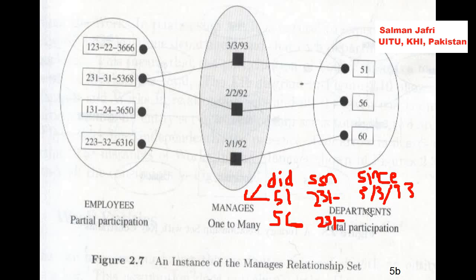And 2292. Then 60 would be 223. And it's 3192.